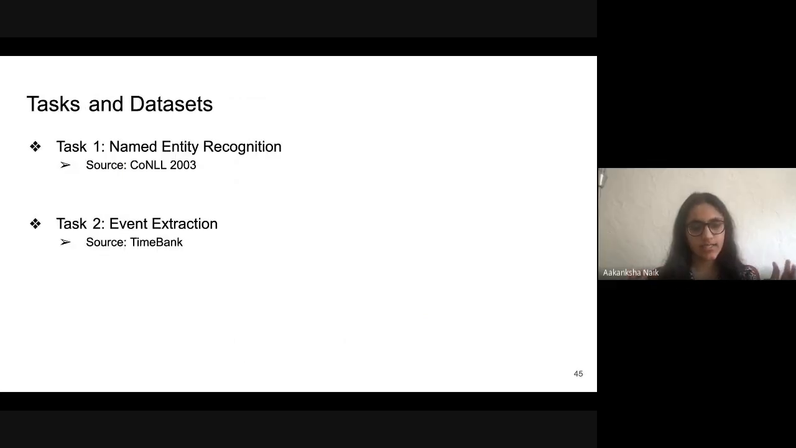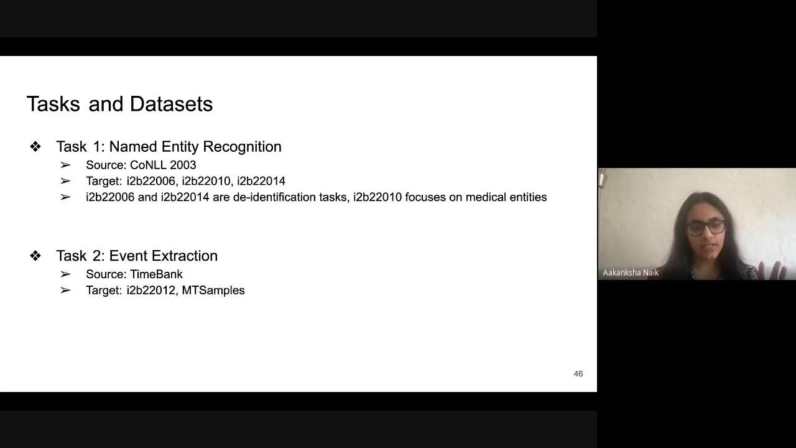So the tasks and data sets that we looked at in this study, we looked at two main tasks, entity extraction and event extraction. The source domain data sets that we used for these tasks, for the first one, it's the CoNLL 2003 dataset, and the second one is the TimeBank News dataset. Both of these data sets are English news narratives. These are the target data sets that we used for both these tasks. For entity extraction, we used I2B2 2006, 2010, and 2014.